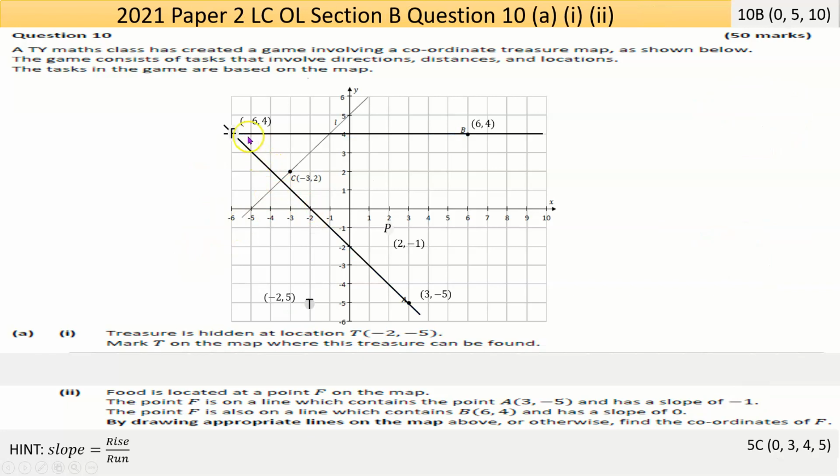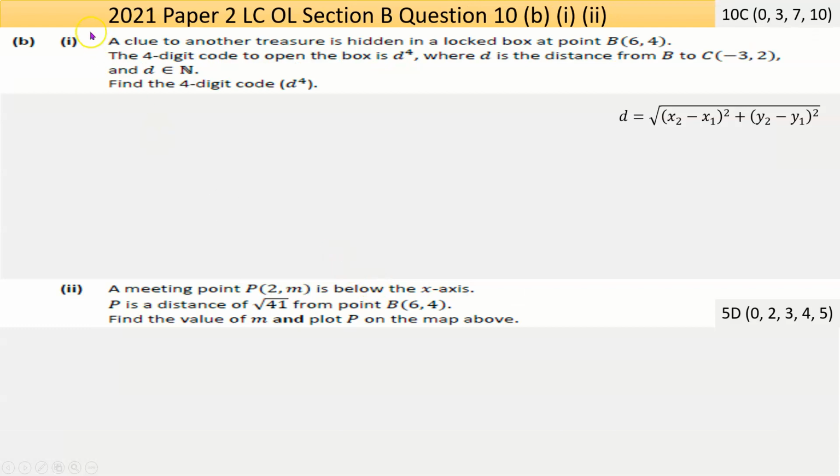Now, the answer's there. Okay, you see the T we marked down here for part A, part 1, and the F. So it's got the line drawn properly. Okay, it has a slope of -1, and then the other one here going through B has a slope of 0. That's part A. Now, just to point out, there's 15 marks for that, 10 marks for just locating a coordinate. Happy days. Now, question 10, part B, part 1.